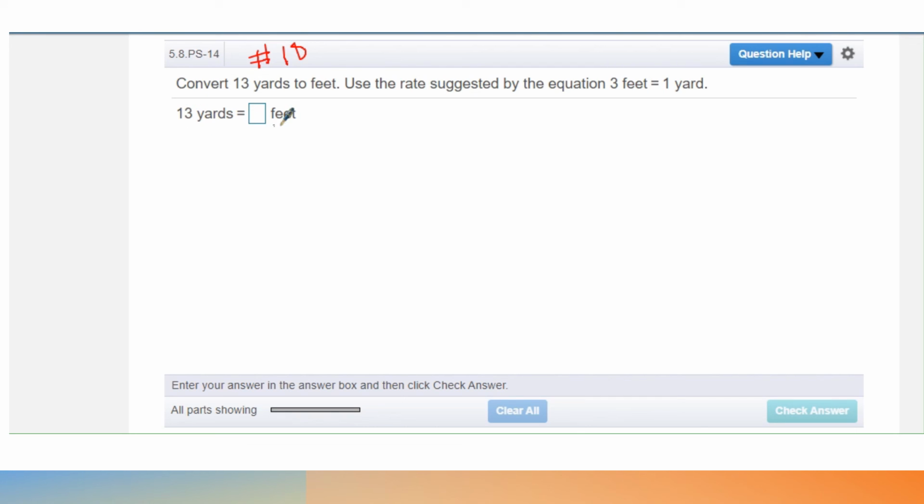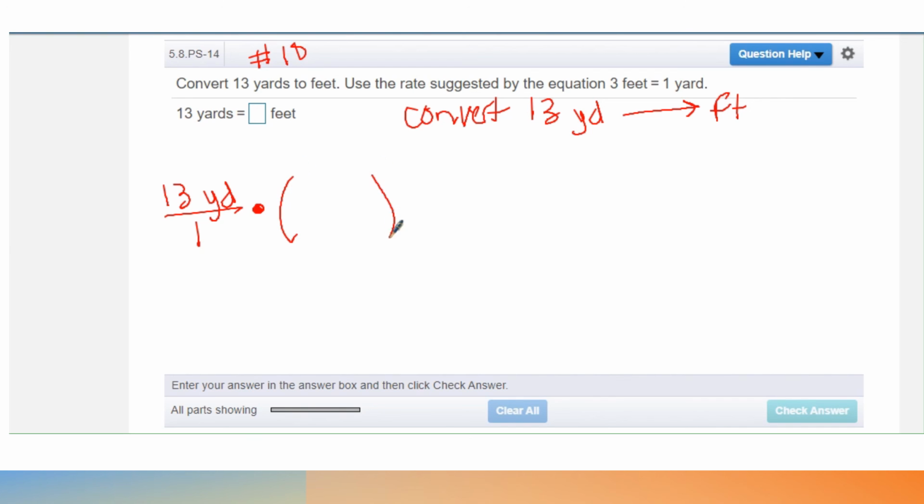So we want to convert 13 yards. You always have a plan. We want to convert 13 yards into feet. Now you can use equivalent ratios here, but I'm going to use dimensional analysis. I'm going to start with 13 yards over 1. I'm going to multiply by my conversion factor. Since I have yards in the numerator, I'm going to put yards in the denominator. So here's my rate that I'm going to use to convert. I need to put 1 yard in the denominator because I want yards to cancel out.